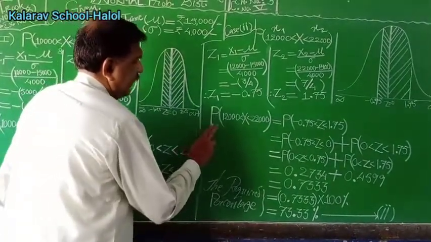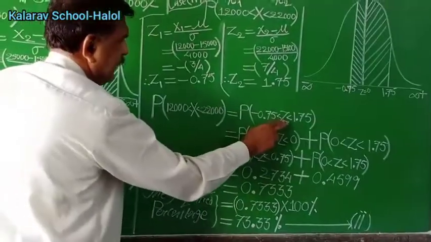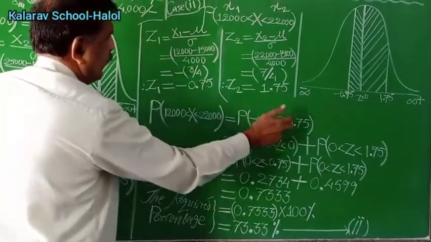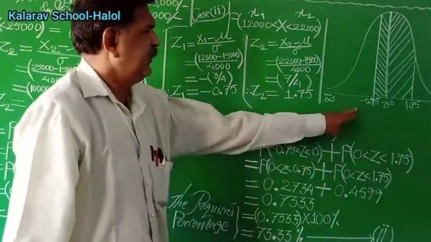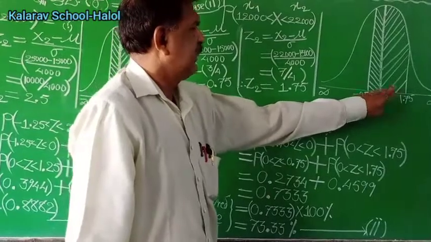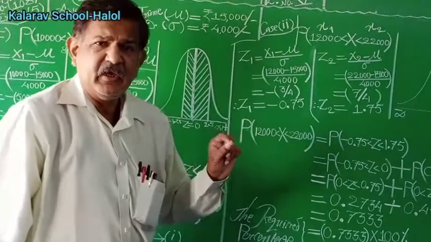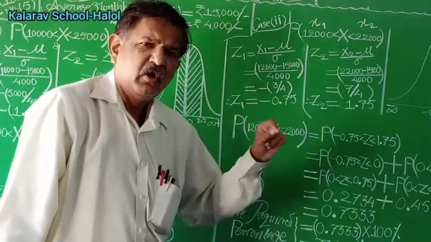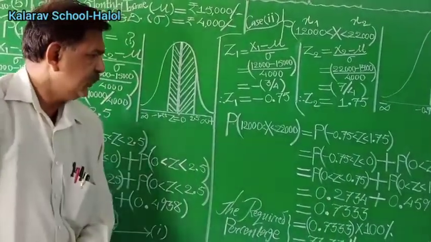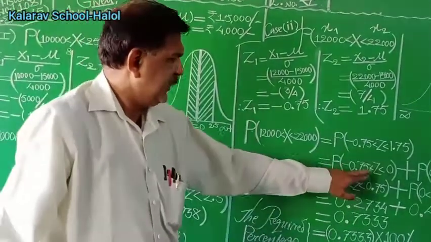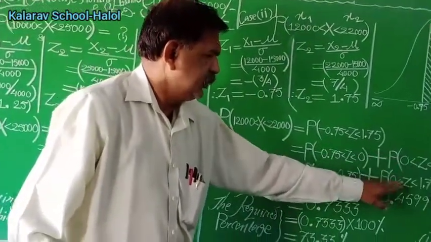Now probability x between 12,000 and 22,000 is the same as z between minus 0.75 and 1.75. Again we repeat the same story, that minus 0.75 to 0 and 0 to 1.75. This diagram tells us where we have to add and where we have to subtract. When to subtract and when to add, right? But minus 0.75 to 0 is equivalent to 0 to 0.75, and 0 to 1.75.